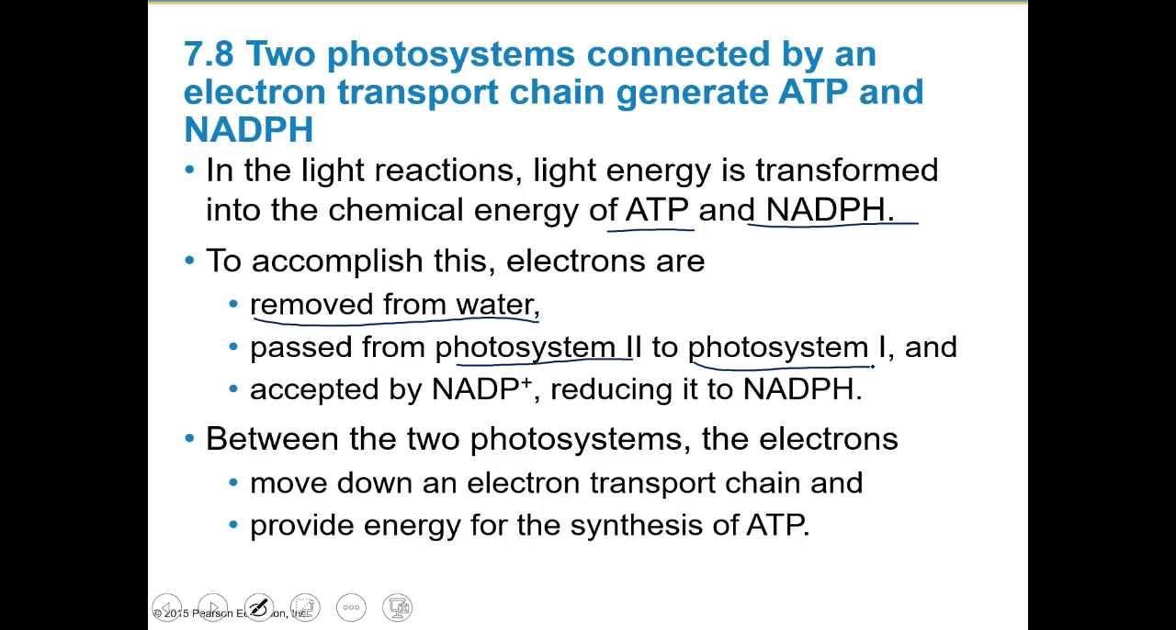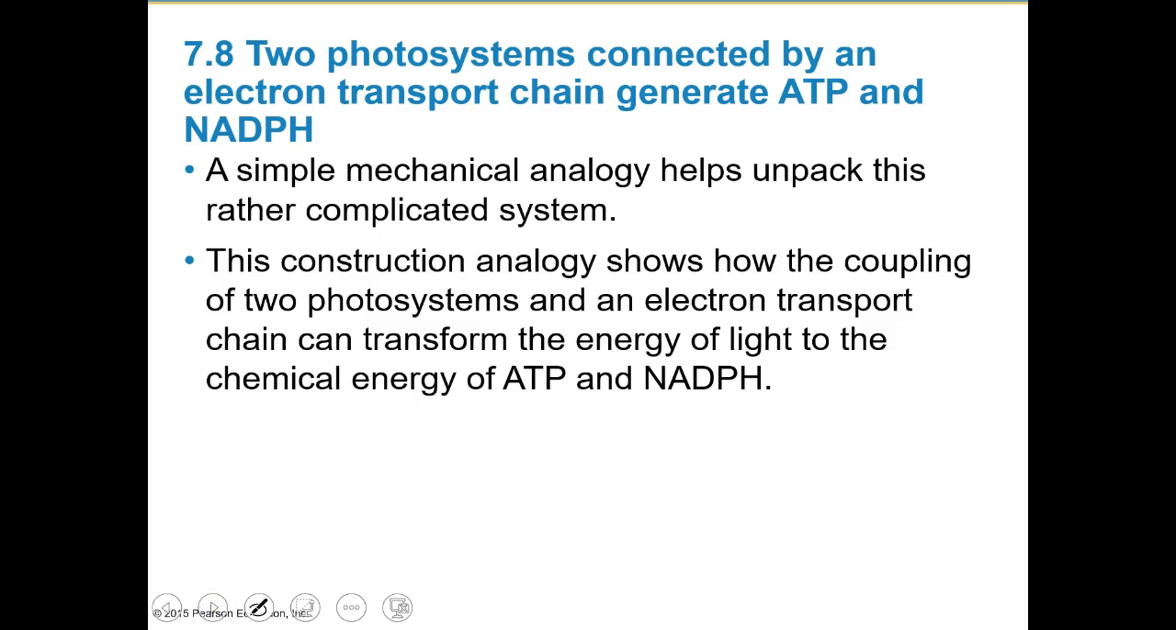But at the end, we'll have an NADP plus that will reduce it to NADPH. It's just going to pick up our little electrons at the end. So between the two photosystems, the electrons move down the electron transport chain and provide energy for the synthesis of ATP. This is a really good summary one as well. So this is a good summary for what we're going to talk about. If you got that, we're good.